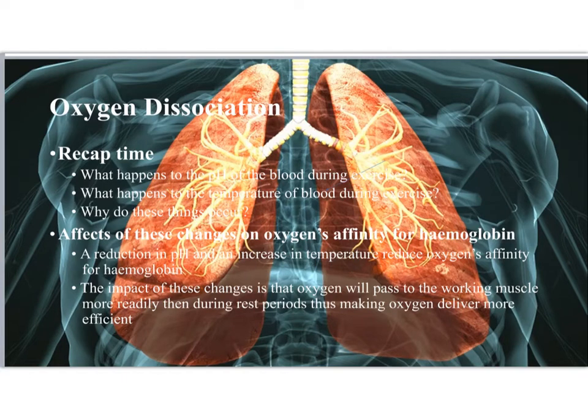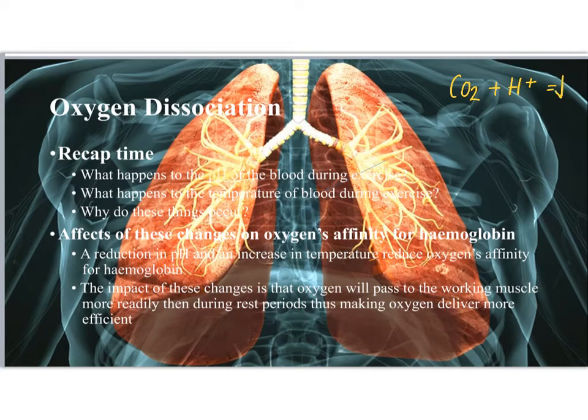So just to recap, before we talked about pH of the blood during exercise and the fact that the pH goes down. pH reduces to make things more acidic, and that is caused by carbon dioxide and by hydrogen that we get from lactic acid breaking down in the muscles. What happens to the temperature of the blood during exercise? Well, the temperature goes up.